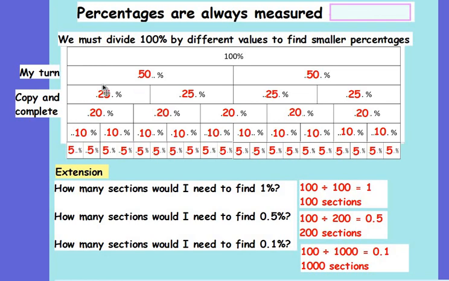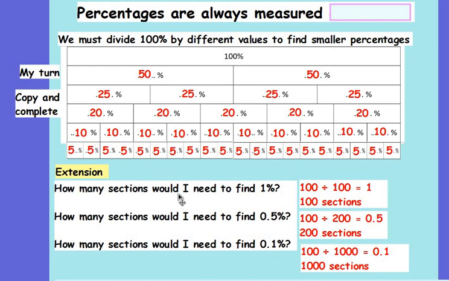And these are the answers. When we divided that bar by 2, we had 50%. When we divided it into 4 sections, each of those sections was worth 25%. When we divided it into 5 sections, each of those sections was worth 20%. We add them up to give us 100. When we divided it into 10 sections, each of those sections was worth 10%. And when I divided it into 20 sections, each of those sections was worth 5%.